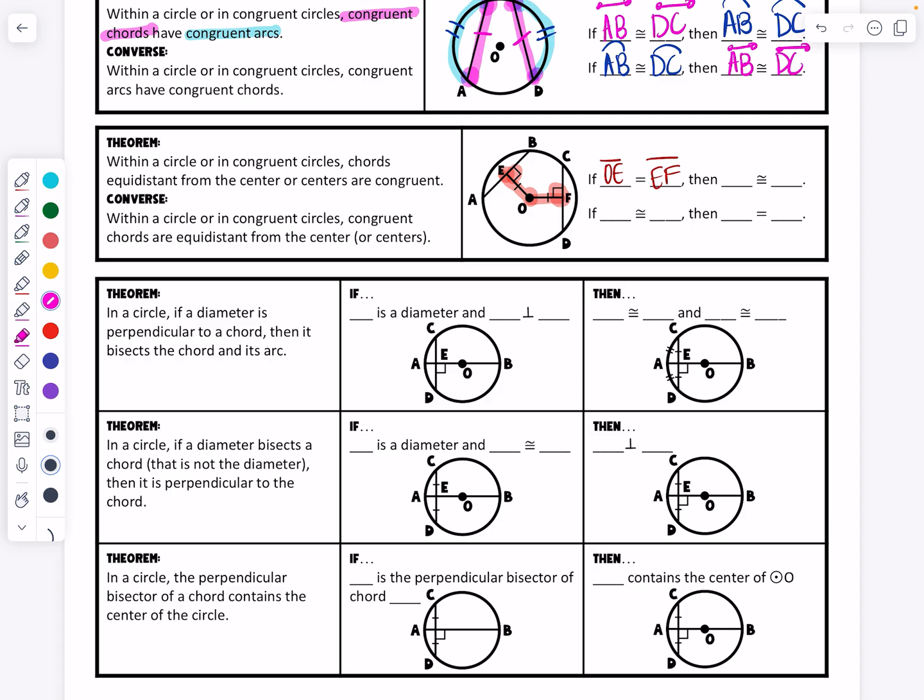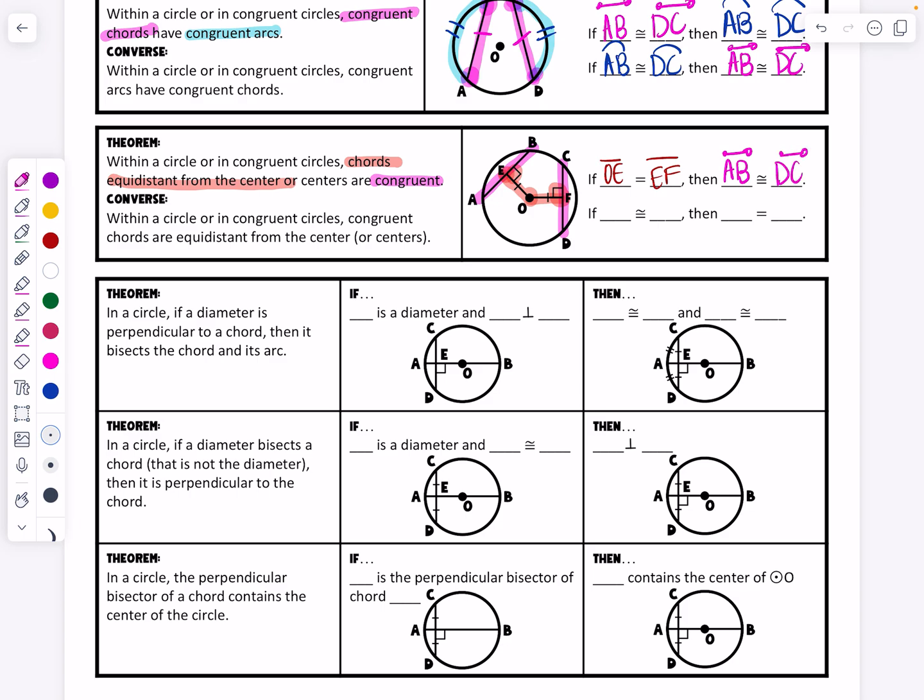So we know that this chord in pink, A to B, is going to be the same length as the chord D to C. So how do they phrase it? Chords equidistant from the center or centers are going to be congruent to each other. So we're going to have congruent chords here. So A to B, that chord, is going to be congruent to D to C.